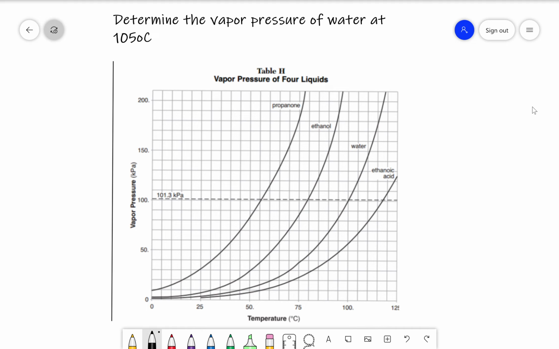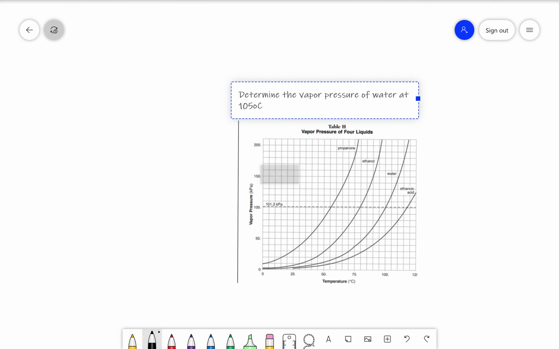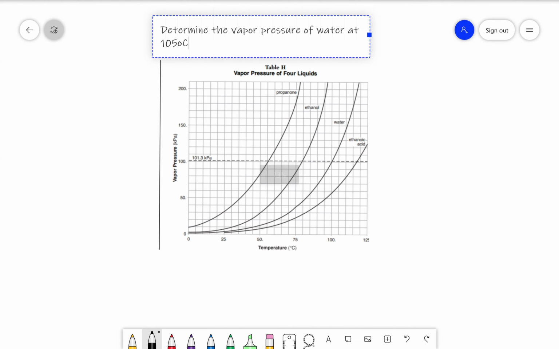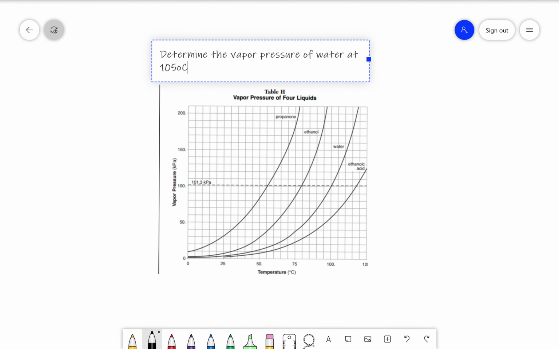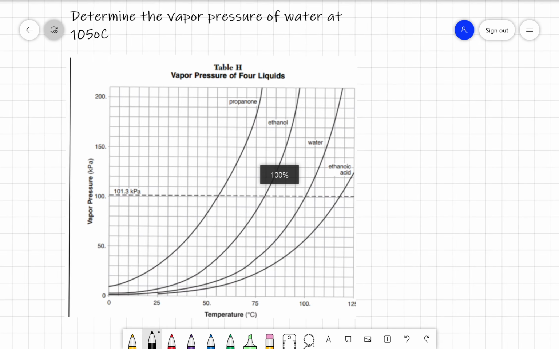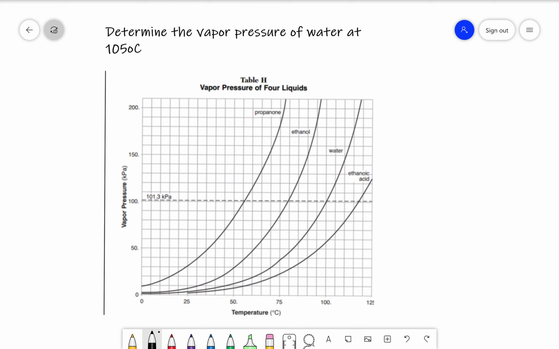Based on A, the fact that it says vapor pressure on table H, but also the fact that anytime you have a question like this, it'll tell you, based on table H, determine the vapor pressure of water at 105 degrees Celsius. So you never really have to memorize the fact that table H is for vapor pressure. But this question is saying, determine the vapor pressure of water at 105 degrees Celsius.